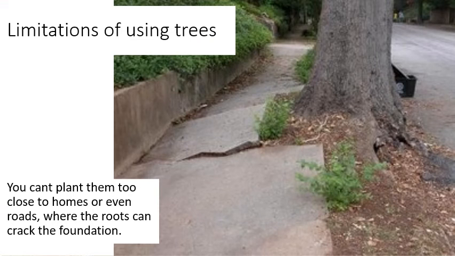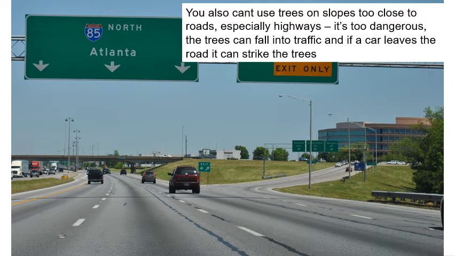Now, there's some limitations to using trees. We can't plant them right next to roads in a lot of cases, or we can't put them right next to our house. You know, that's dangerous. Windstorm comes up, then maybe the tree breaks off or a branch breaks off, hits your house, hits your car. So you can't use pine trees every single place you need to control erosion, but there's some other options.